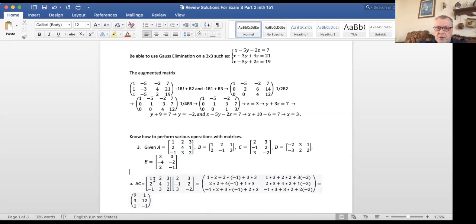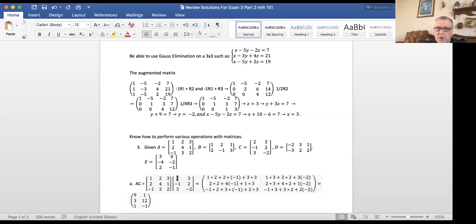The second entry here is going to be first row, second column. And so 1 times 3, 2 times 2, and 3 times -2, which we see here, adds up to be 1. Then we do the same thing with the second row. Second row, first column gives us the first entry here in our answer. So we take 2 times 2, 4 times -1, there's a -1, there's our 4, and then 1 times 3, and that adds up to be 3.